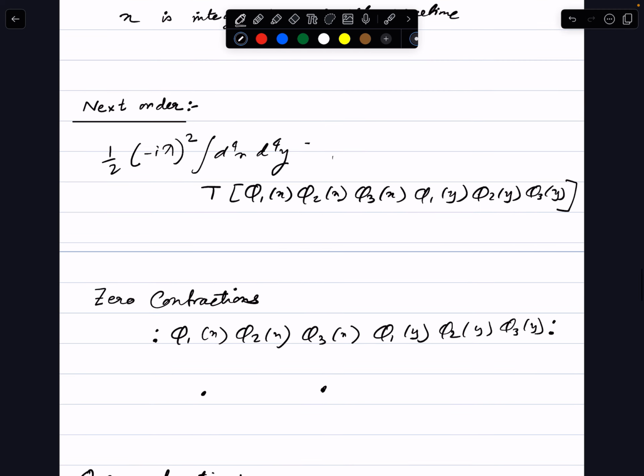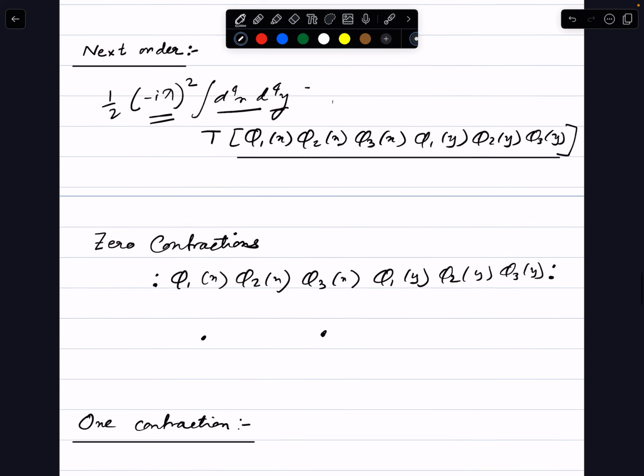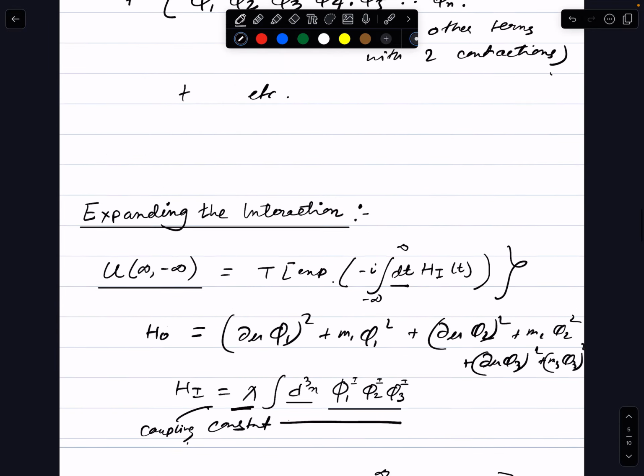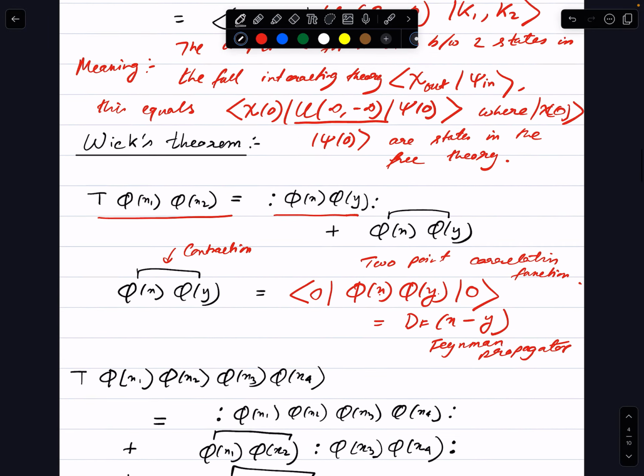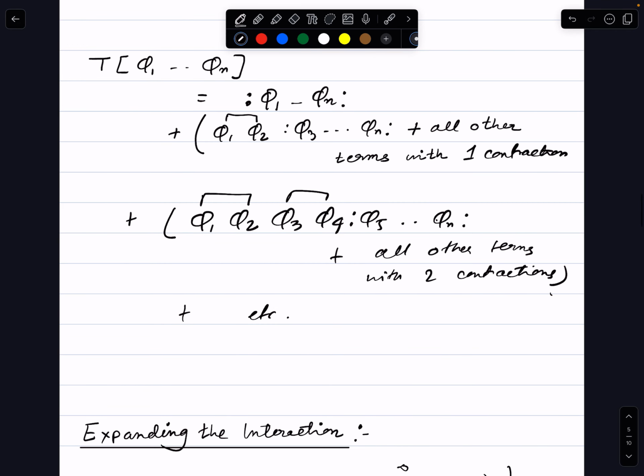So now I have next order, lambda squared, two integrals. I have time ordering of this big term. Okay, so now I use Wick's theorem and I write this time ordering as normal ordering. Wick's theorem makes terms that you can categorize by the number of contractions. So there's a 0 contraction term, 1, 2, 3.